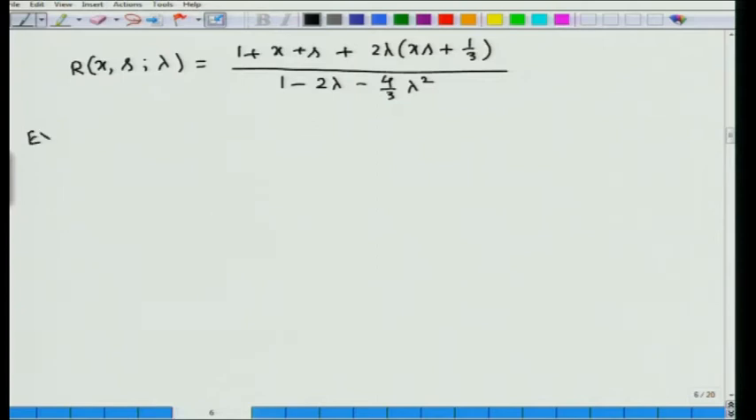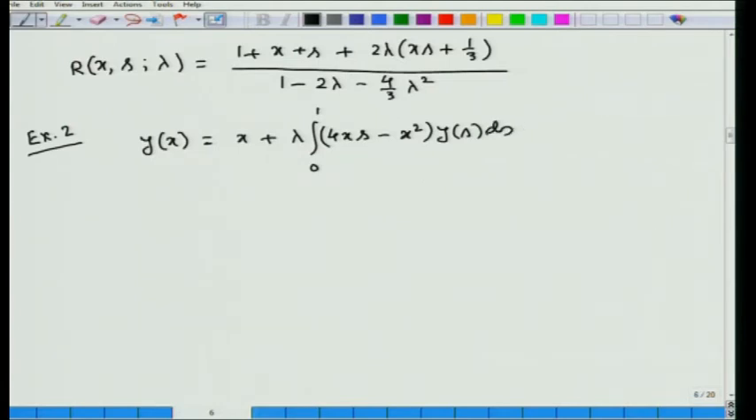Next, we solve a Fredholm integral equation using the same method. The given problem is y(x) equal to x plus lambda integral 0 to 1 (4xs minus x square) y(s) ds. So, this is our problem. In this case, K(x, s) is equal to 4xs minus x square. This is actually our kernel. Our first task is, using the Fredholm method, to find the Fredholm resolvent kernel.